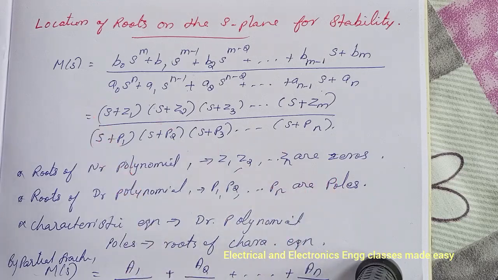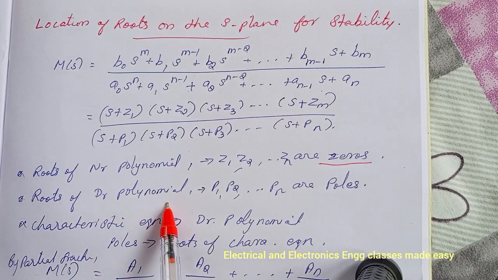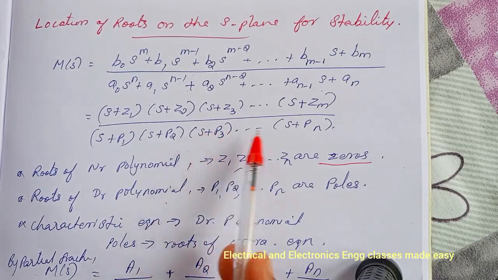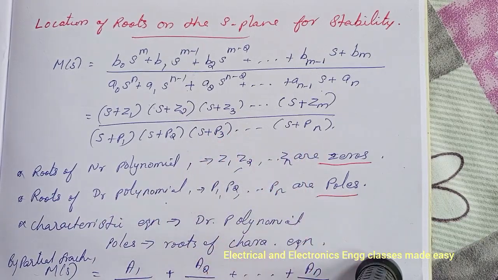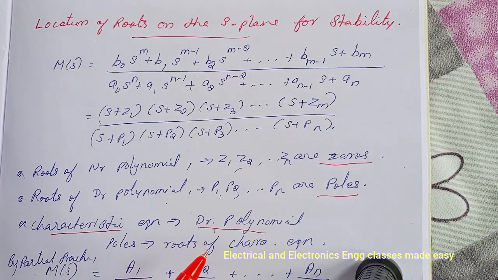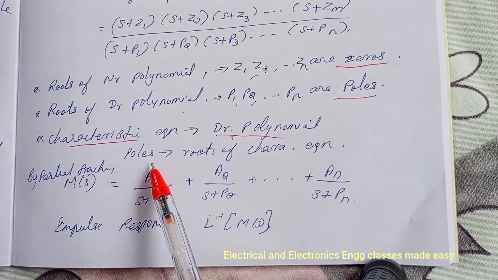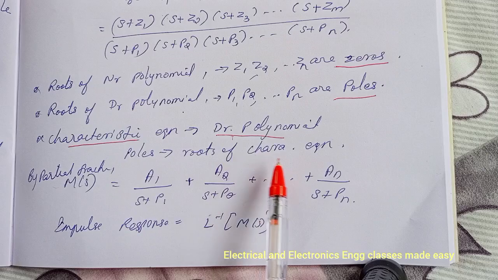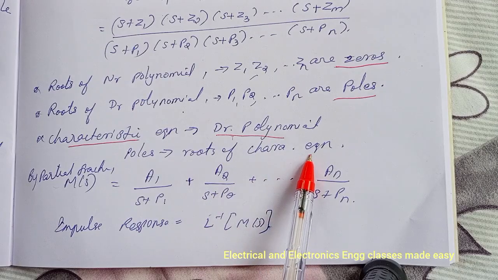zm are called the zeros, and the roots of the denominator polynomial p1, p2, etc. pn are called the poles. The denominator polynomial is the characteristic equation. So the poles are roots of the characteristic equation.